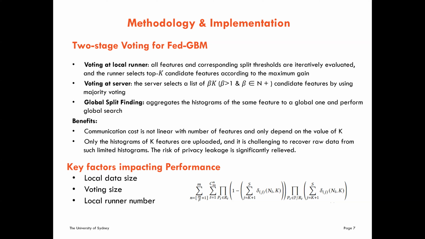We also provide the probability bound for selecting the best split features. According to the bound, we can figure out the three key factors impacting the model performance. They are local data size, voting size, and local random number.